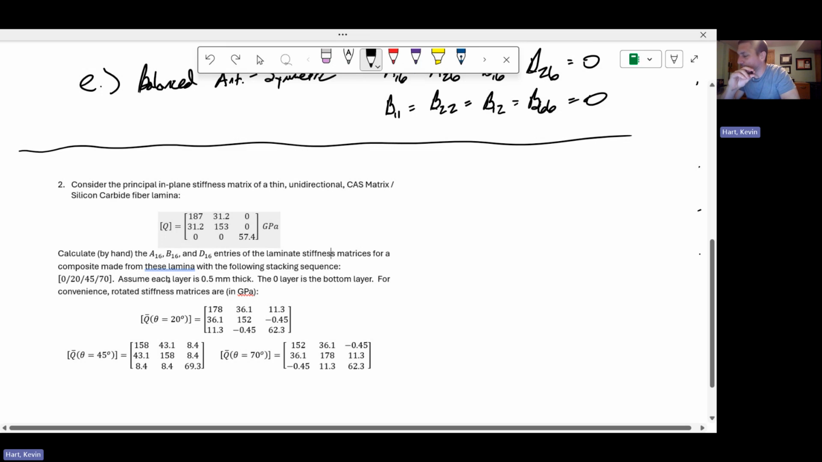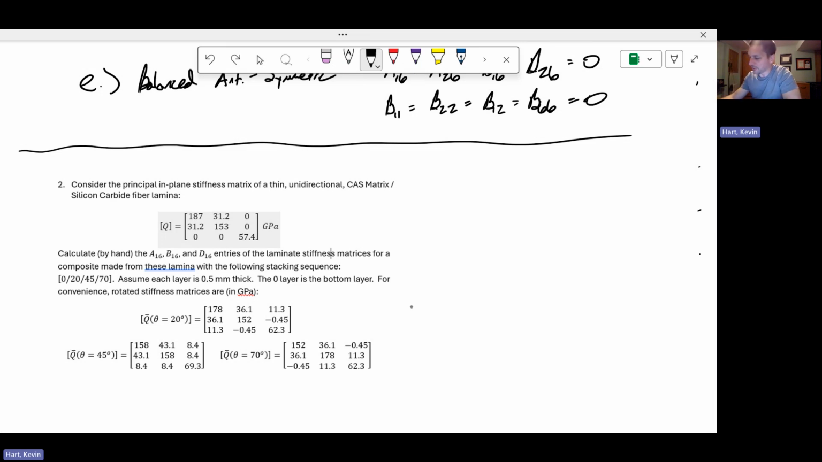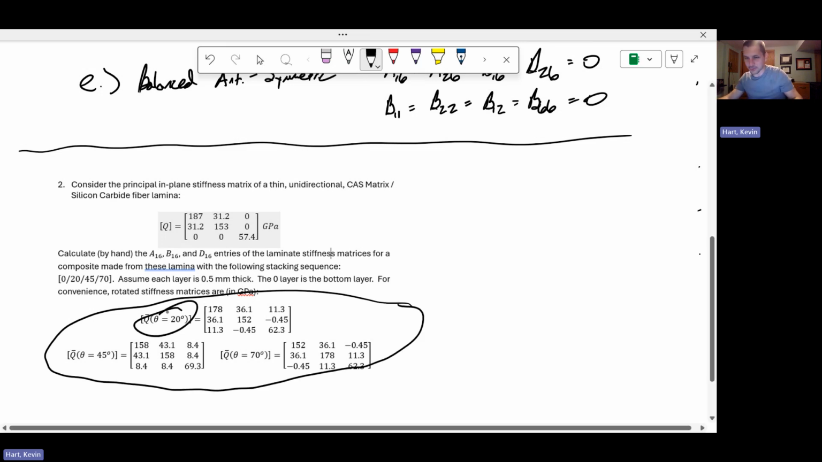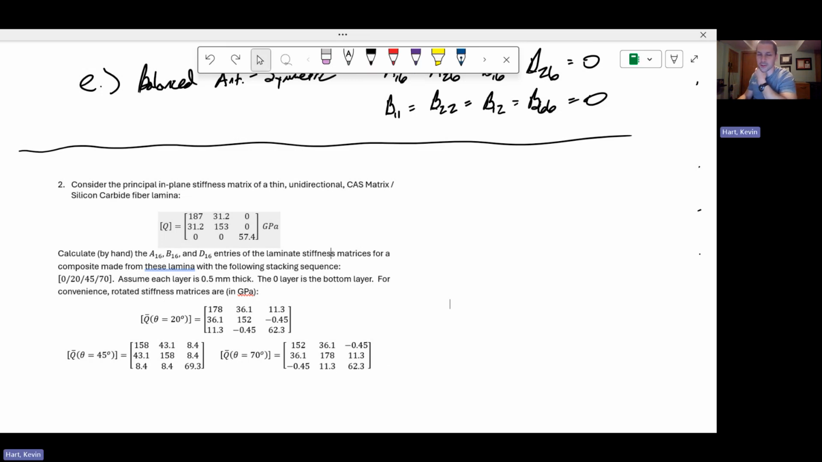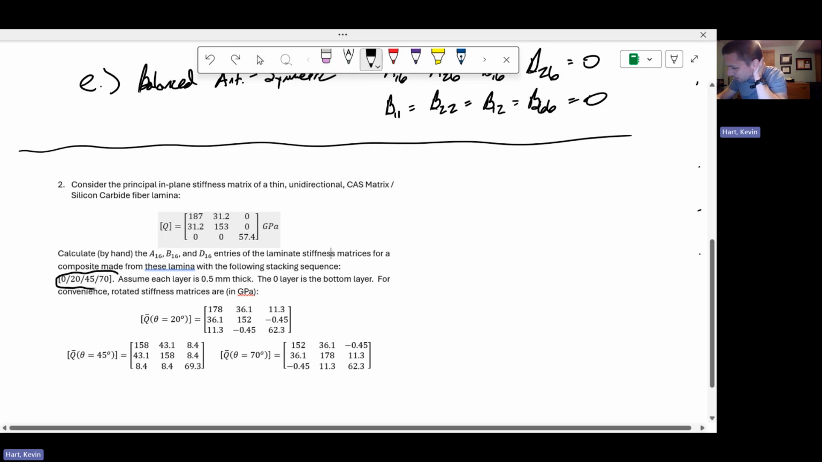Assume each layer is 0.5 millimeters thick. The 0 layer is the bottom layer. For convenience, here are the stiffness matrices in rotated coordinates: the stiffness matrix at a 20-degree angle, the stiffness matrix at 45, the stiffness matrix at 70. We have all those given to us, quite convenient. All right, so let's talk about how to do this. We've got this laminate that is 0, 20, 45, 70.